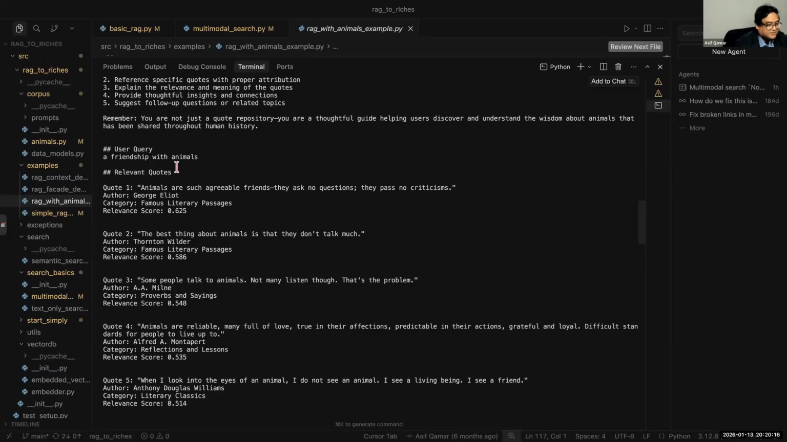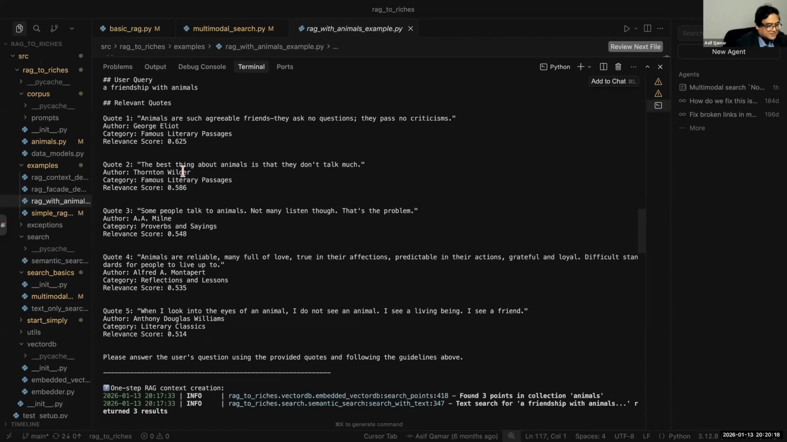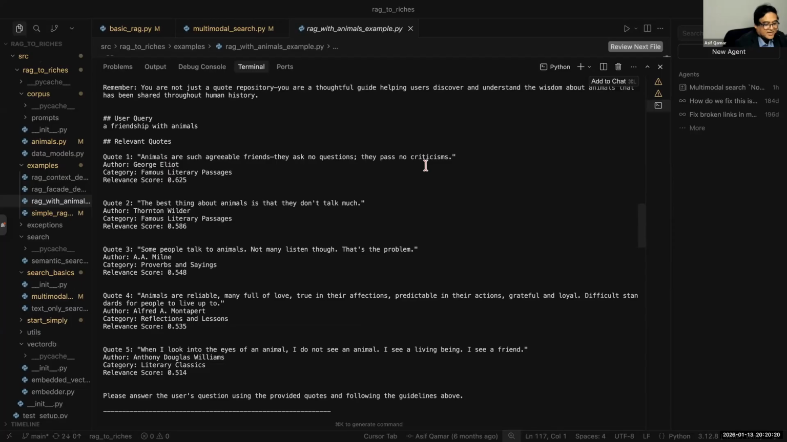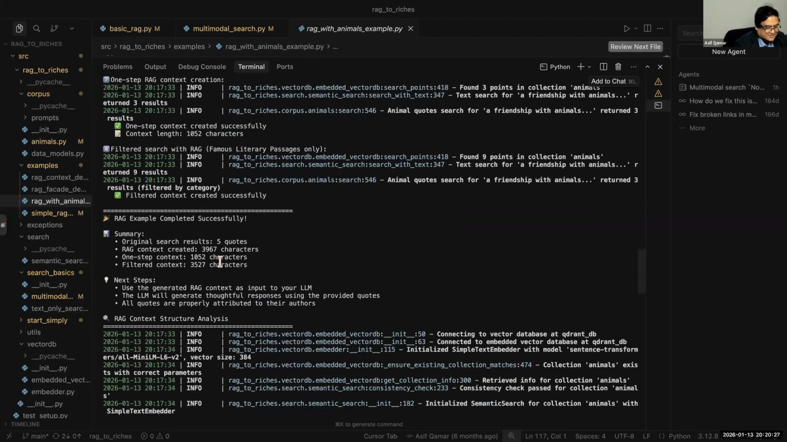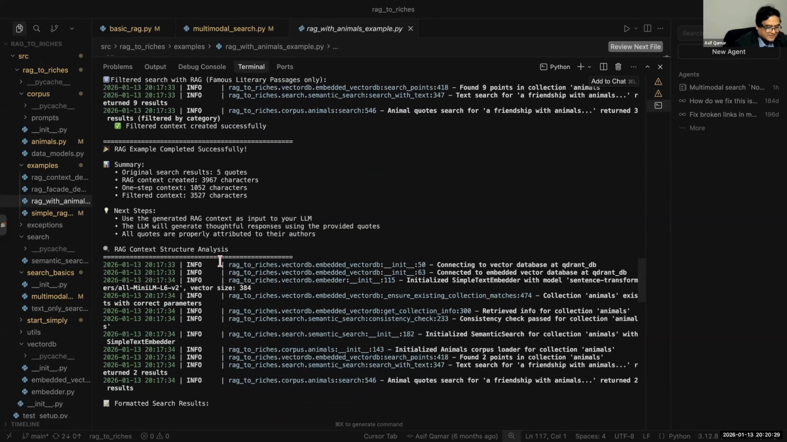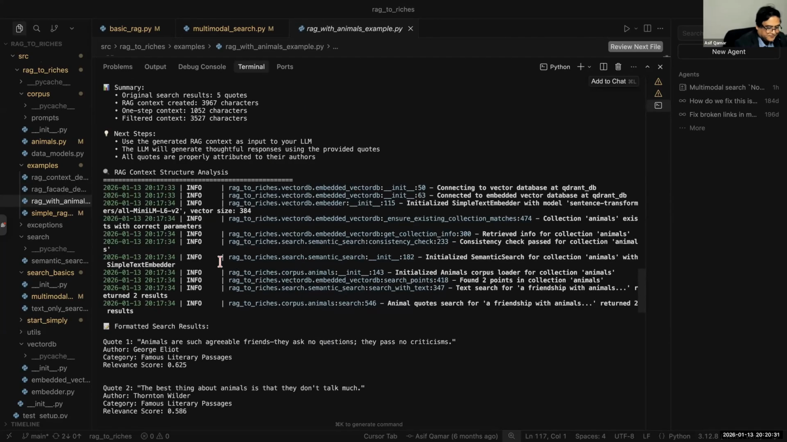Quote: the friendship with animals. Quote: Animals are such agreeable friends, they ask no questions. Similarity score is this, etc., etc. Then this RAG example is complete. Let's look at the next example.